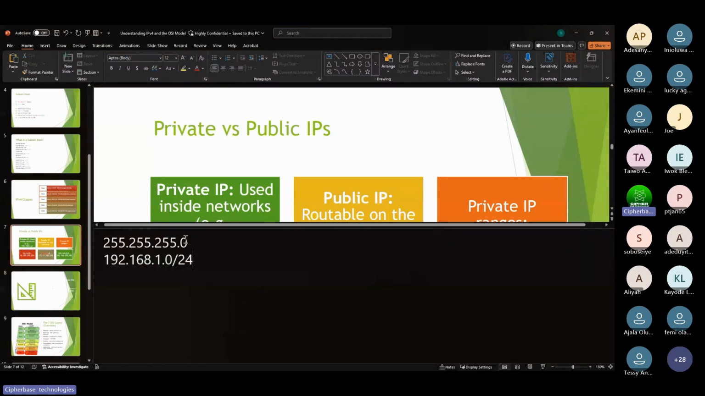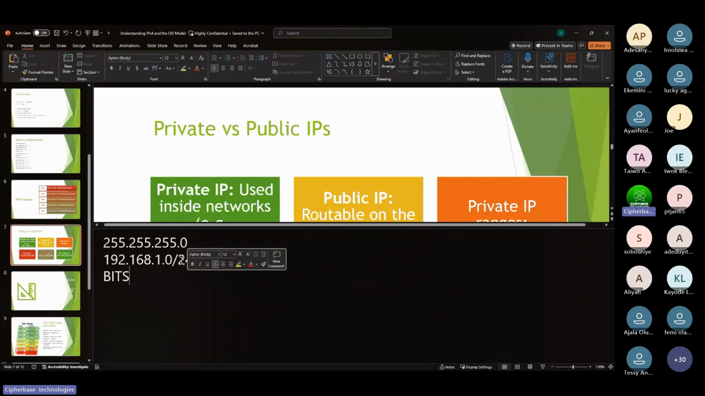Now, that 24 means 24 bits, as you can see here. Let's assume that this particular part is for the network, the first three parts. Anywhere you see this notation, you know that this part is for the network. This 24 bits that you can see here is for the network.